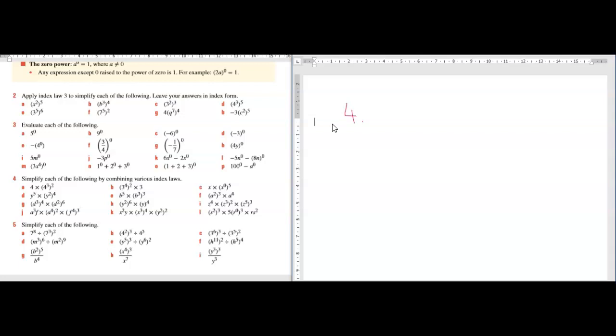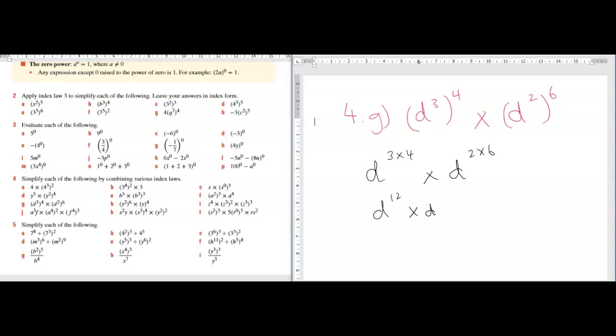Okay, let's have a look at question G. So we've got d to the power of 3 to the power of 4 times d to the power of 2 to the power of 6. Okay, so we multiply our powers, so we're going to have d to the power of 3 times 4 times d to the power of 2 times 6. So it's 3 times 4 is 12, and then 2 times 6 is also 12.